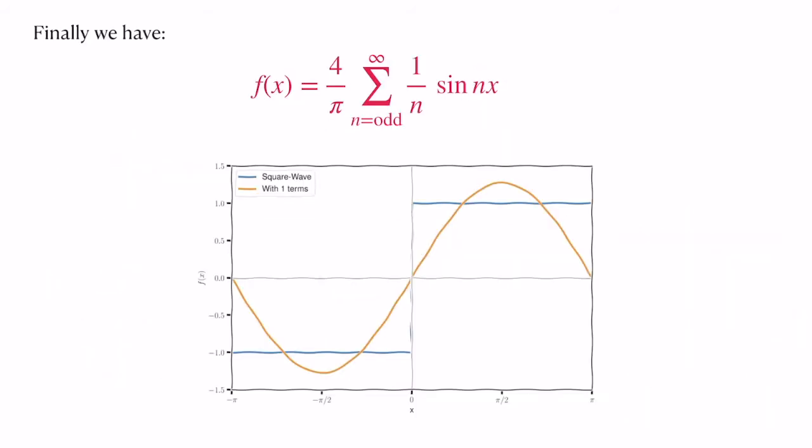Now let's quickly look at a plot of this function. What we are actually plotting is 4 by pi times the sum over n odd, or we could also simply include all of them by replacing n with 2n plus 1 and going to infinity, of sin nx, and then we can see how this function works.